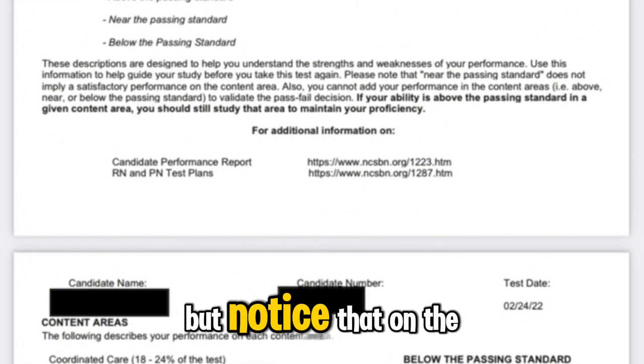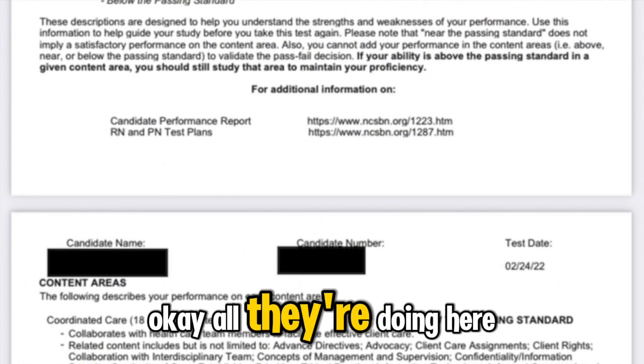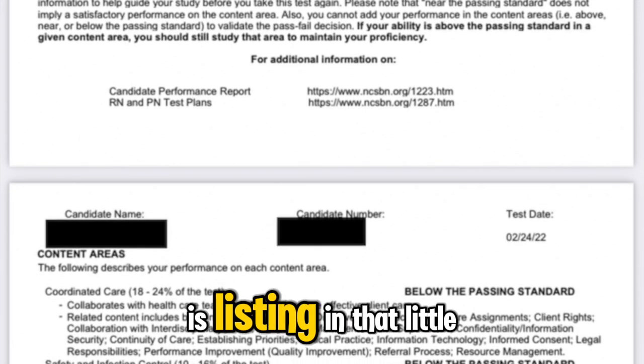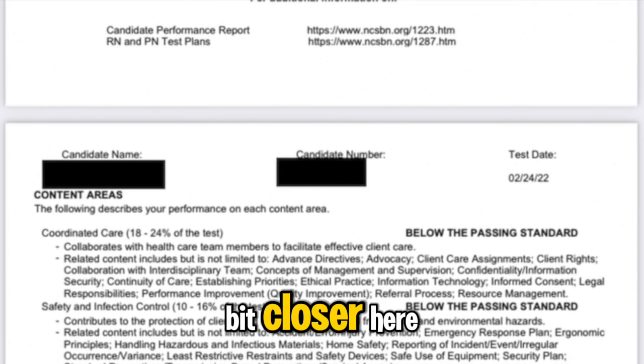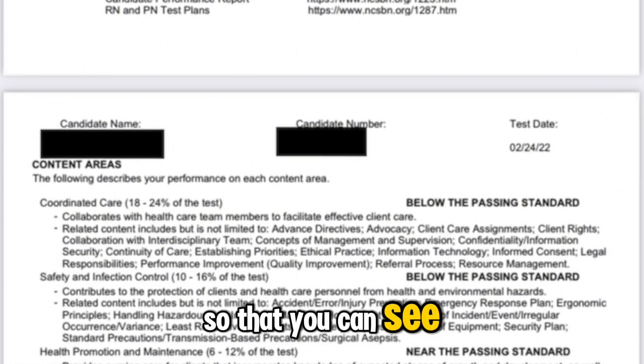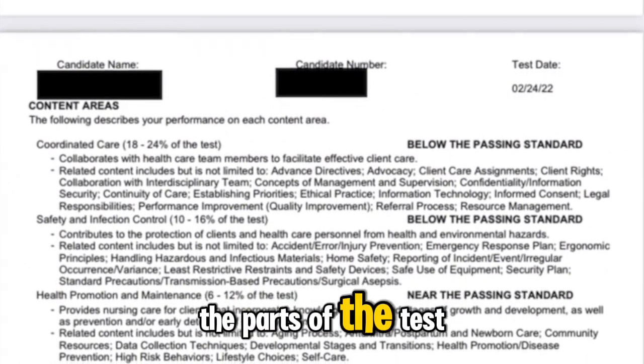All right. But notice that on the candidate report, all they're doing here is listing in that little list, let me see if I can zoom in a little bit closer here so that you can see that, they're just reminding you of the parts of the test, right?